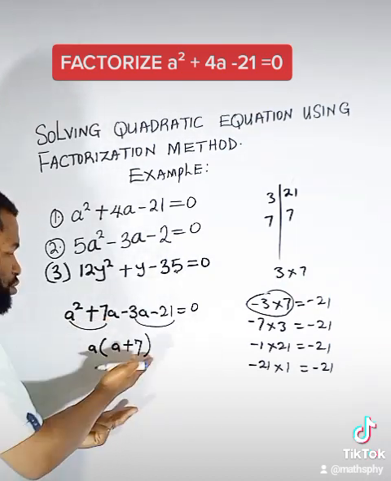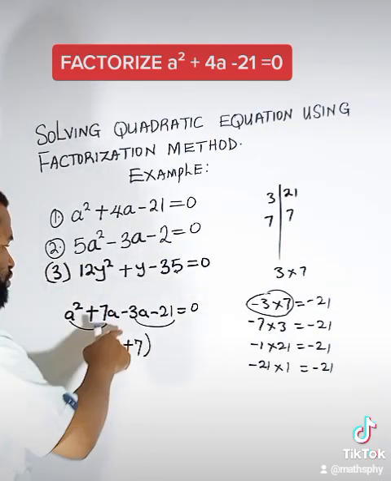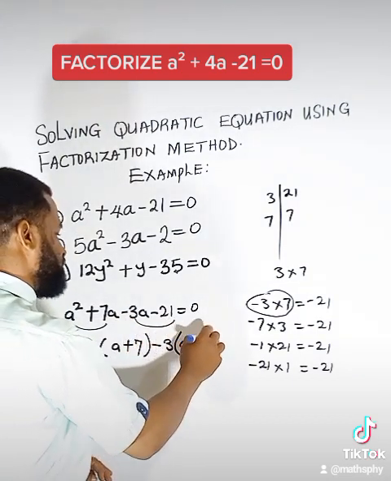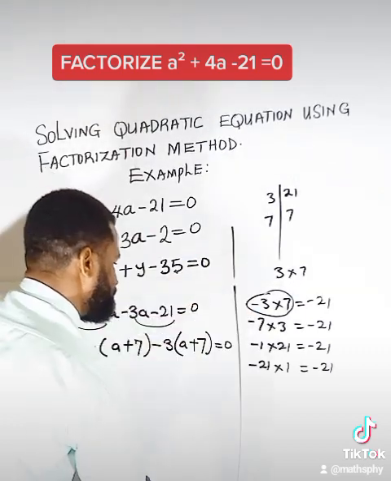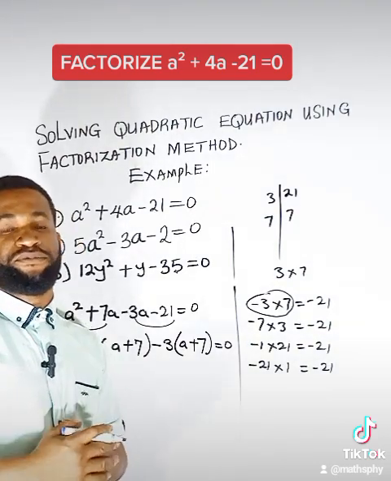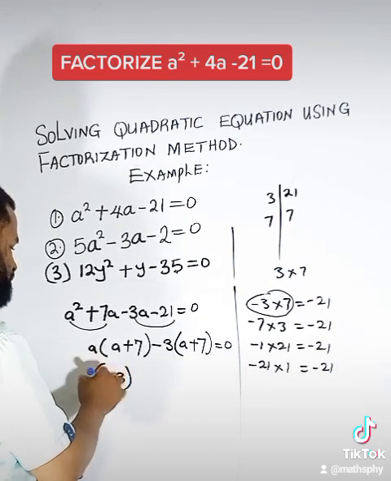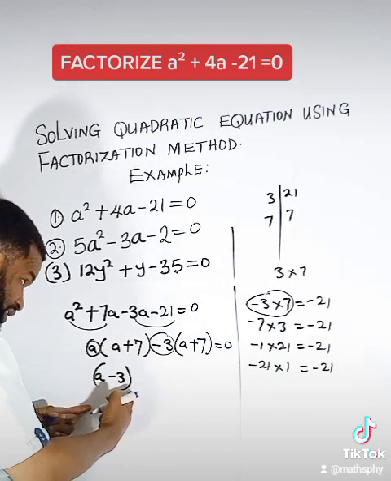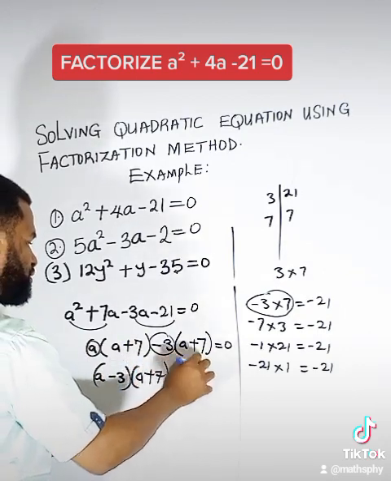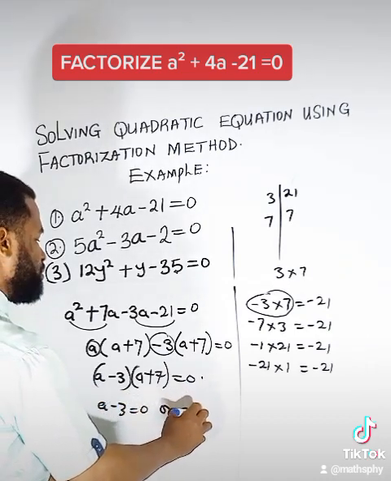So the essence is, solve it in such a way that even when you open the bracket, you go back to the original expression. So I have minus 3 here. This is minus 3 (a + 7) = 0, because this bracket and this bracket must be the same for you to know that you have done it effectively. You have a − 3, taking this and this together, and take any of the brackets, a + 7 = 0. So we have a − 3 = 0 or a + 7 = 0.